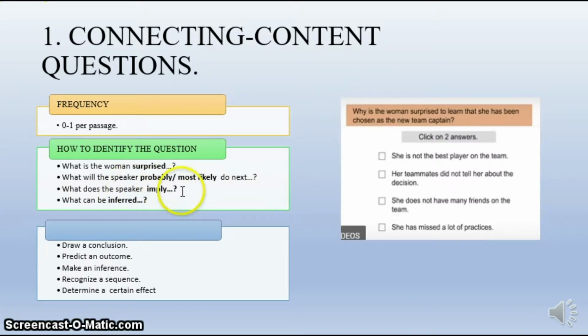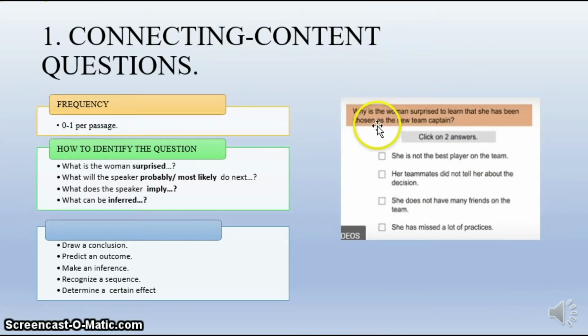What is the speaker probably most likely to do next? And also we have the keywords imply and inferred. In connected content questions, the candidate may be asked to draw a conclusion, to predict an outcome, to make an inference, to recognize a sequence, or to determine a certain effect. And also, to the right side, you can see an example.